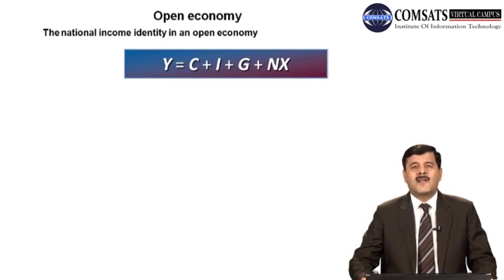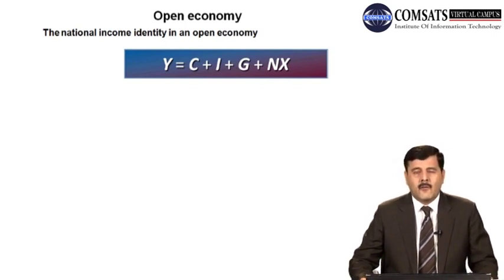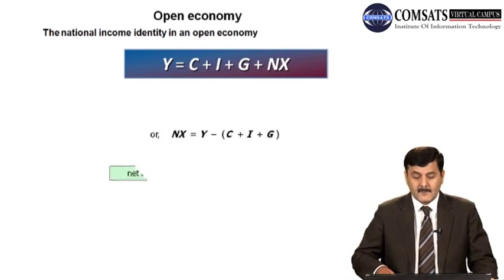Jab hum open economy baat karte hain, the country means country involve itself in the international trade. So we got this identity. So that is known as the national income identity in an open economy. So that is Y is equal to C plus I plus G plus NX.